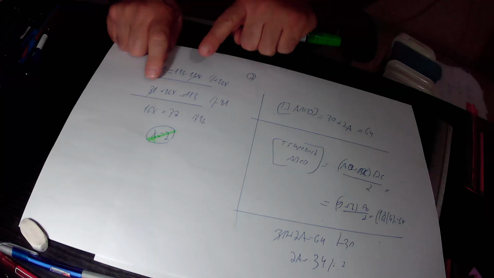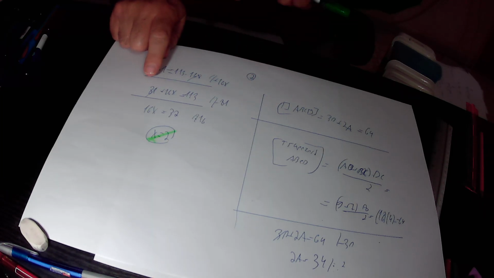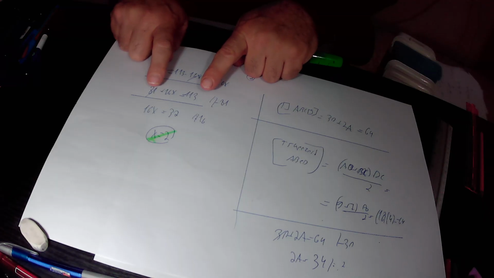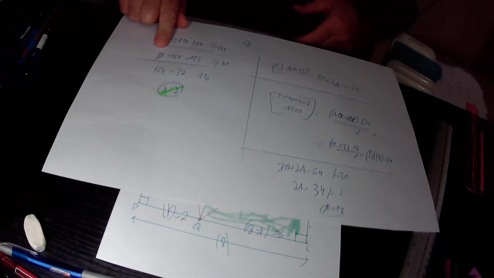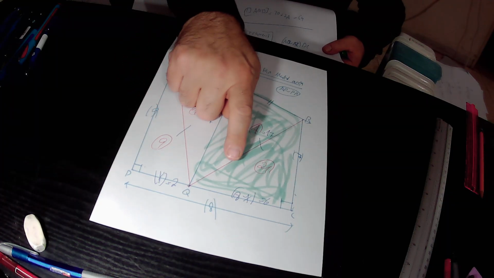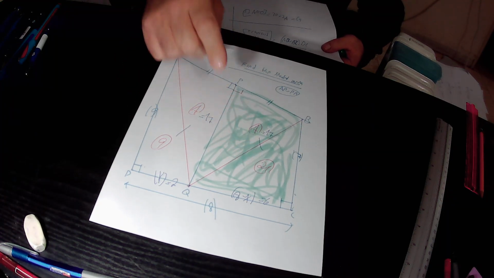So in total, we found out that 16x equals 32. If we divide the equation by 16, we find that x equals 32 over 16, which is 2. So here x equals 2, and 8 minus x is 8 minus 2, that is 6.